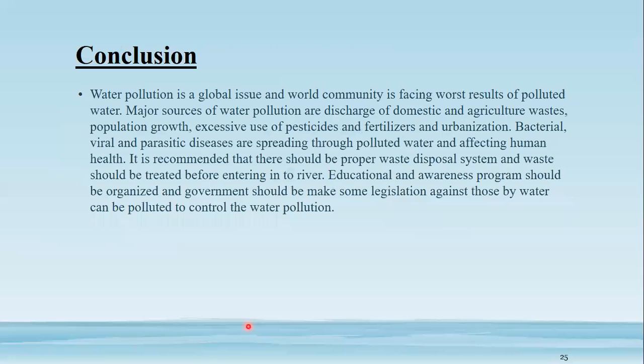Conclusion. Water pollution is a global issue, and the world community is facing the worst results of polluted water. Major sources of water pollution are the discharge of domestic and agricultural waste, population growth, excessive use of pesticides and fertilizers, and urbanization. Bacterial, viral, and parasitic diseases are spreading through polluted water and affecting human health.